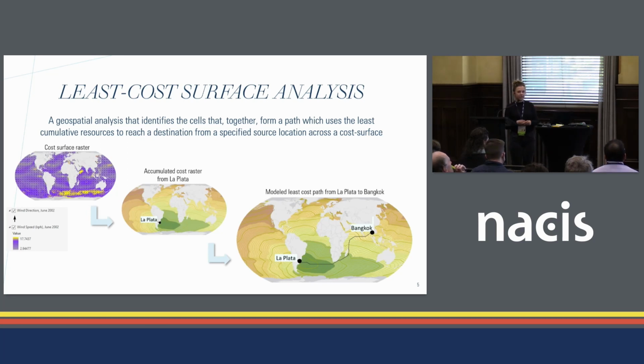Here, I have a stylized version of an accumulated cost raster that goes from La Plata, Argentina, where green indicates the lowest cost, or the quickest travel time, and red indicates the highest cost, or the longest travel time. And finally, the last step is to create a least cost path, or the route that uses the fewest cumulative resources to get from that origin to another destination point. So the example here is from La Plata, Argentina to Bangkok, Thailand.